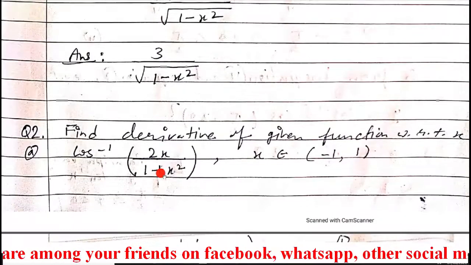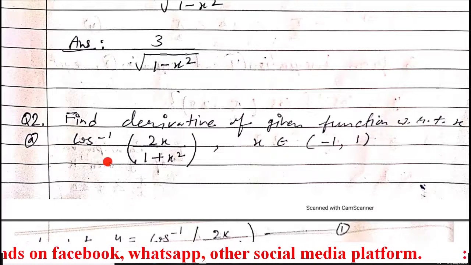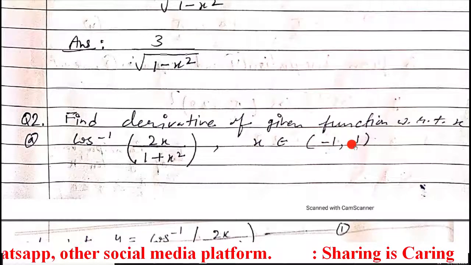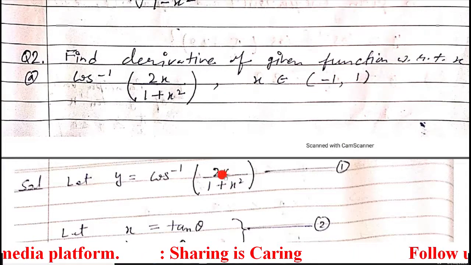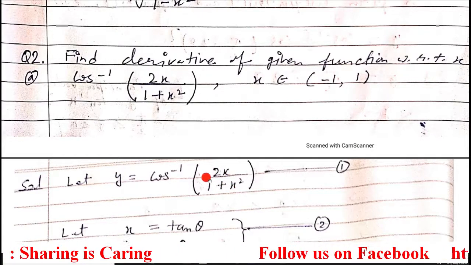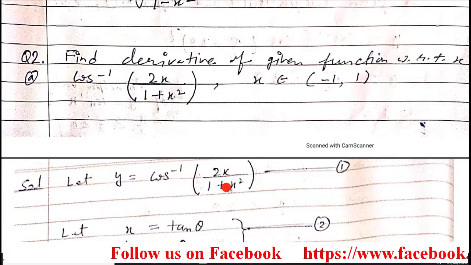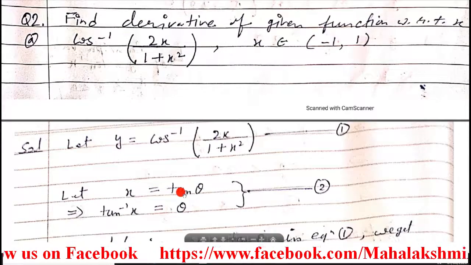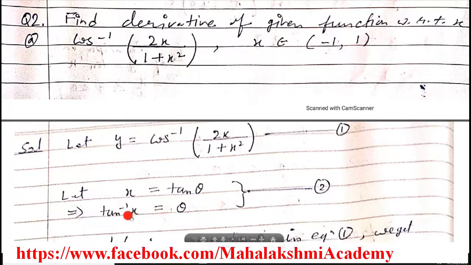Now we will move to question number 2. Find the derivative of the given function with respect to x. So this time we have to differentiate it, and x belongs to the open interval minus 1 to 1. Now again we will assume it as equation first. Now here, instead of this x, if we have tan theta, then we know that it is going to be the formula of cos 2 theta. So that gives us a hint that instead of x we should assume tan theta. So we will assume x as tan theta, and from here theta is going to be tan inverse x.